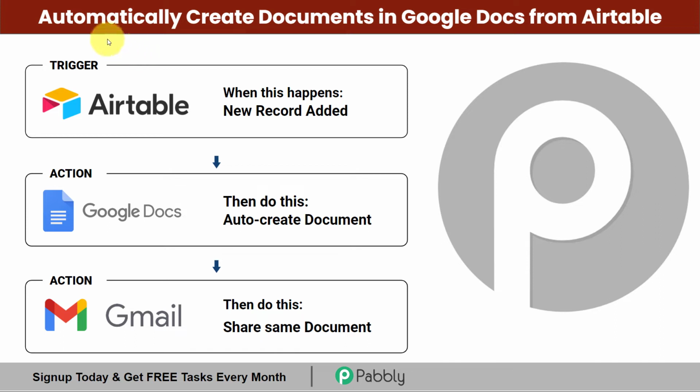In this video, we will learn how you can automatically create documents in Google Docs from Airtable records. So the idea here is you add a new record in Airtable, and using those records, the document will be automatically generated in Google Docs, and the same document will be automatically shared via Gmail to the same records which are available in Airtable.